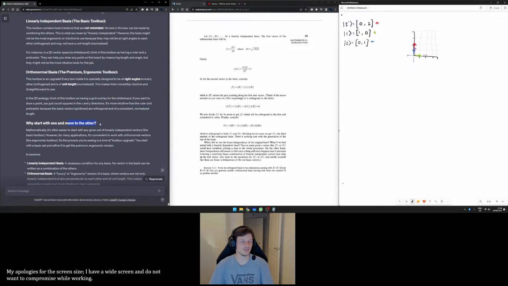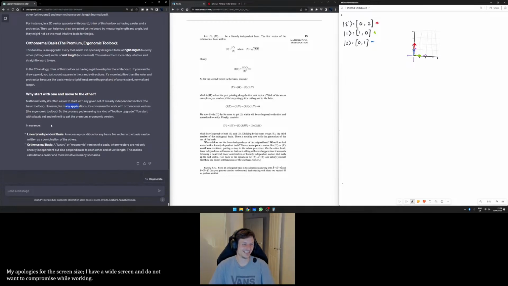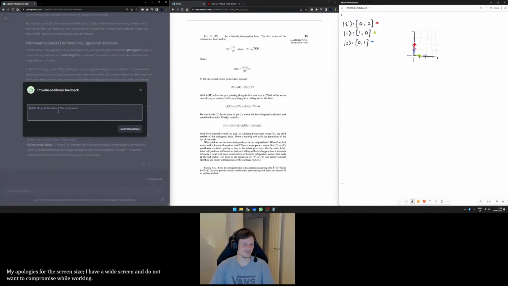Why start with one and move to the other? Mathematically, it's often easier to start with any given set of linearly independent vectors, the basic toolbox. However, for many applications, it's convenient to work with orthonormal vectors, the ergonomic toolbox. So the process you're seeing is a kind of toolbox upgrade. You start with a basic set and refine it to get the premium ergonomic version. In essence, linearly independent basis.